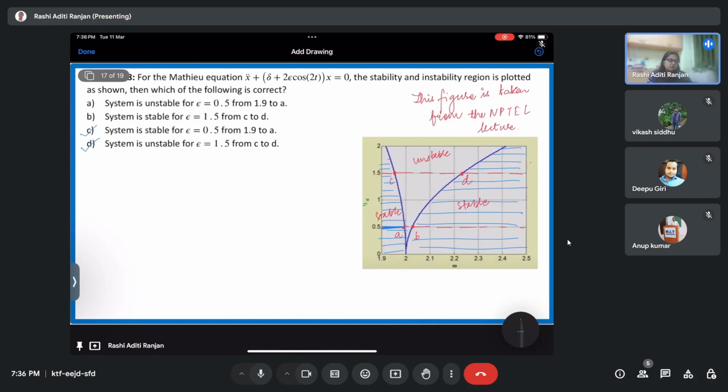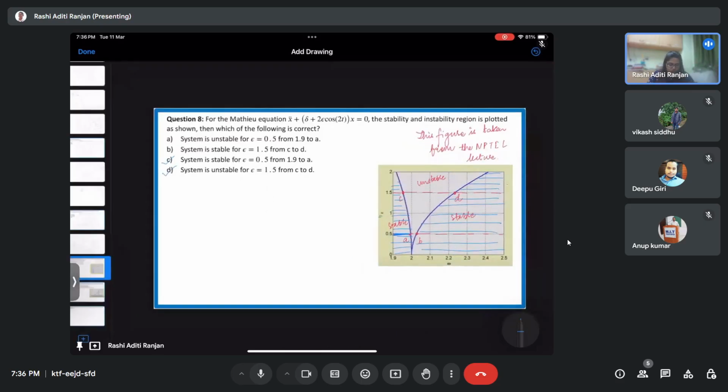But what is the need of this kind of plot? How is it helping me out? You see that from this, I know what value of omega and epsilon together I have to consider for my system to be stable. Because if it is outside of that value, my system is going to be unstable. Correct?